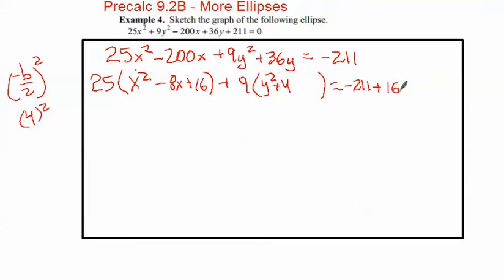And repeated for the y group, we're going to complete the square over here. So b is 4, 4 over 2 squared, which is just 4. We're going to add 4 to both sides of this one.